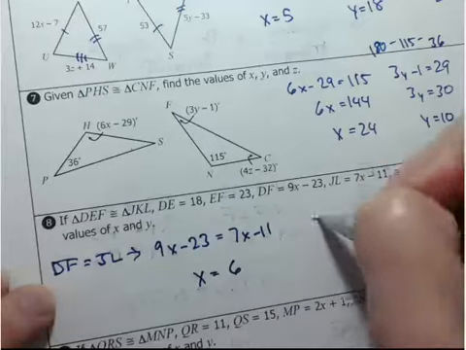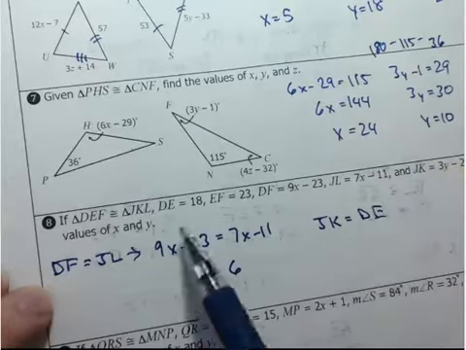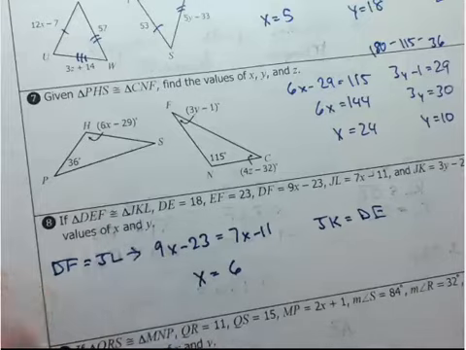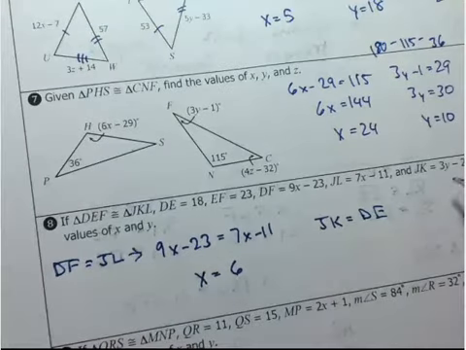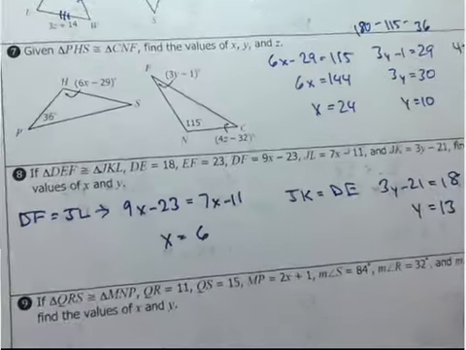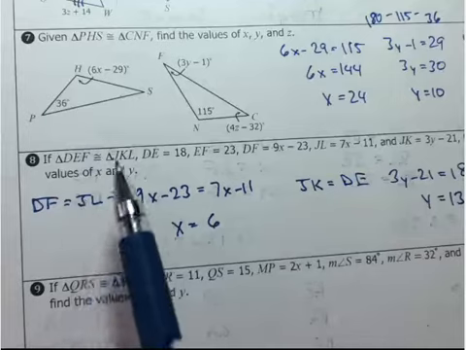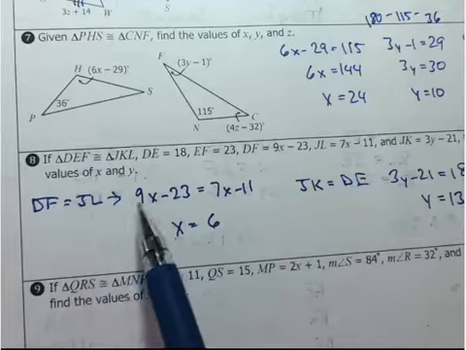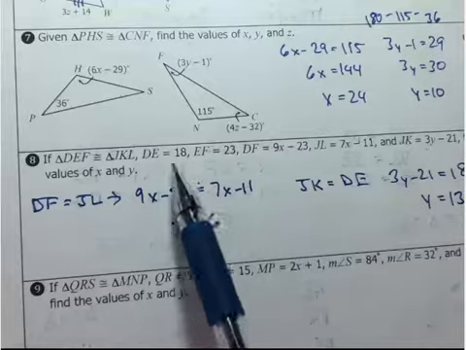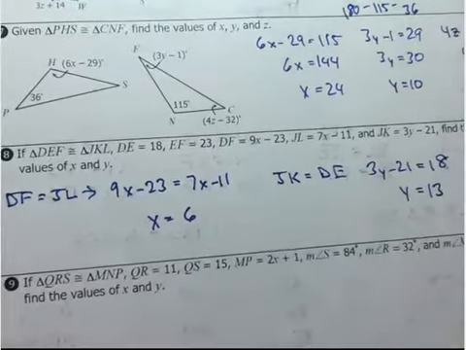And then I've got JK is equal to DE. And so for that one, JK and DE, oh, that's where I had JK and DE. That is going to be 3y minus 21 is equal to 18. Okay, and so y is equal to 13. So you might want to, on the next one when you do it, draw out your triangle, but you're just doing the same thing. You're figuring out what segments are congruent, and then you're setting them equal. So they might give you more information than you need up there. You just want to make sure you grab the parts that are actually congruent.